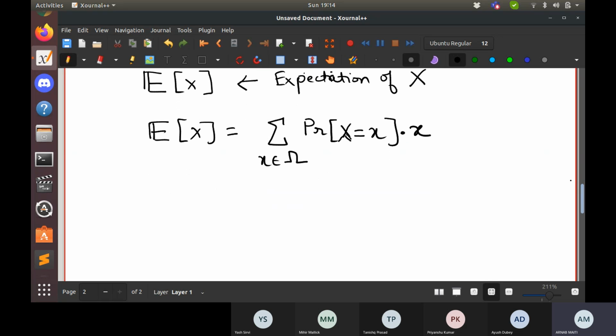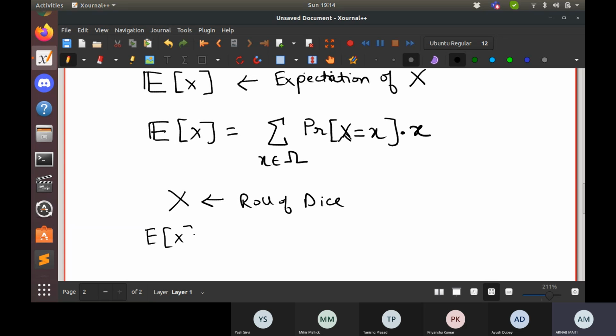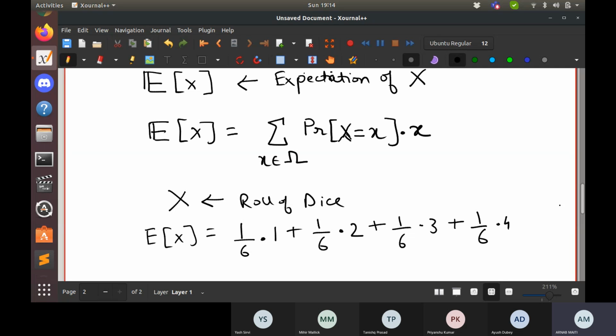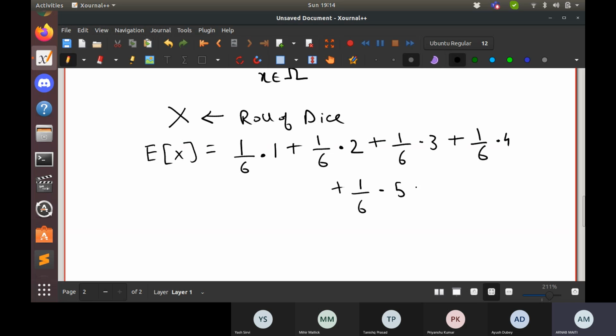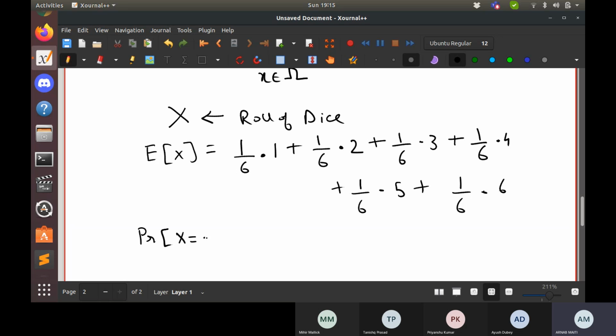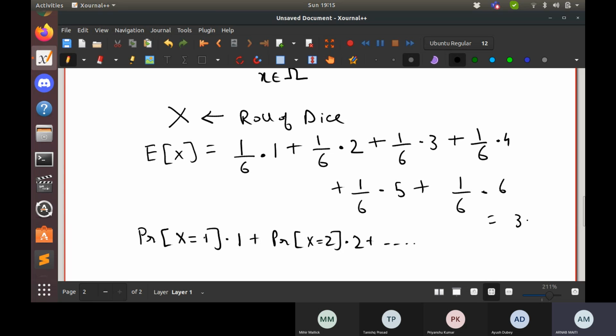So this is your expectation of X. If we look at the roll of dice, the random variable for roll of dice, its expectation would be 1 by 6 times 1 plus 1 by 6 times 2 plus 1 by 6 times 3 plus 1 by 6 times 4 plus 1 by 6 times 5 plus 1 by 6 times 6. Basically, I'm multiplying the probability of X equal to 1 times 1 plus probability of X equal to 2 times 2 and so on. So this is what I did, and if you calculate, it will turn out to be 3.5.